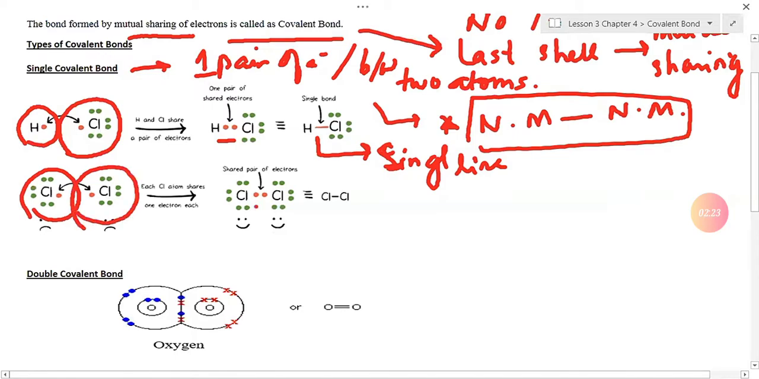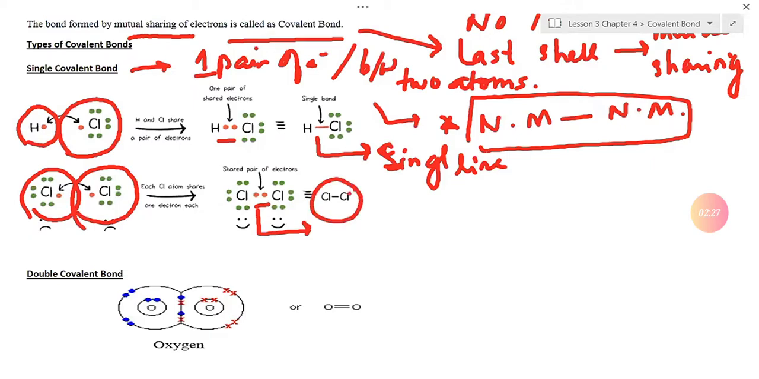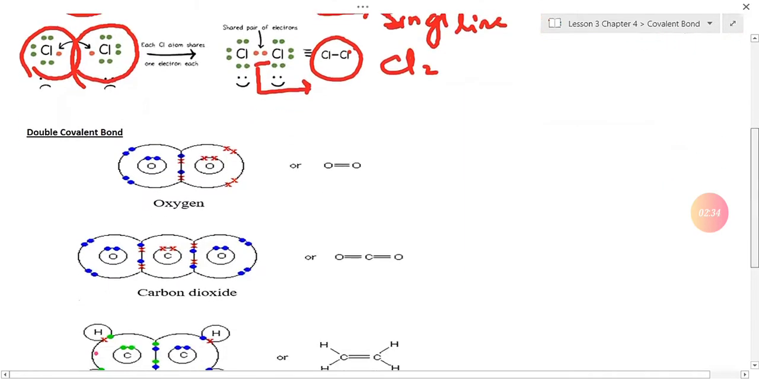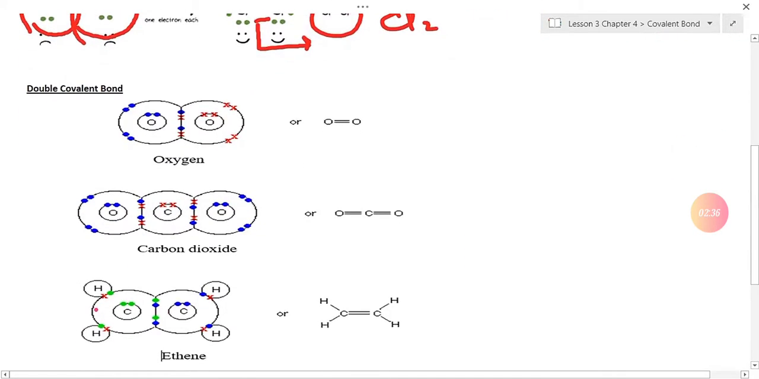Let's talk about the chlorine molecule, formation of the chlorine molecule. Both chlorines share their last electron, completing their octets. Each chlorine will complete its octet, thus showing the formation of the Cl2 molecule.